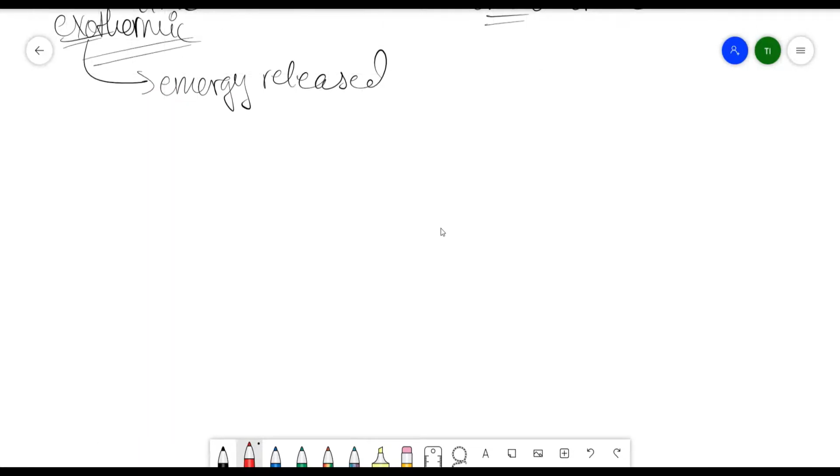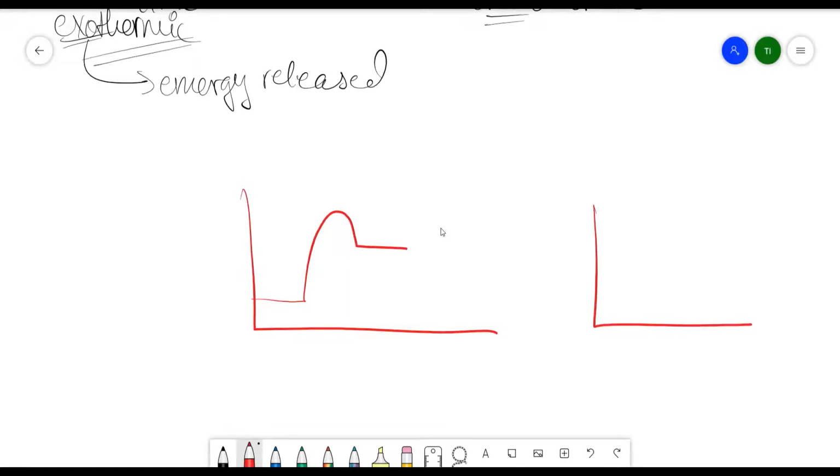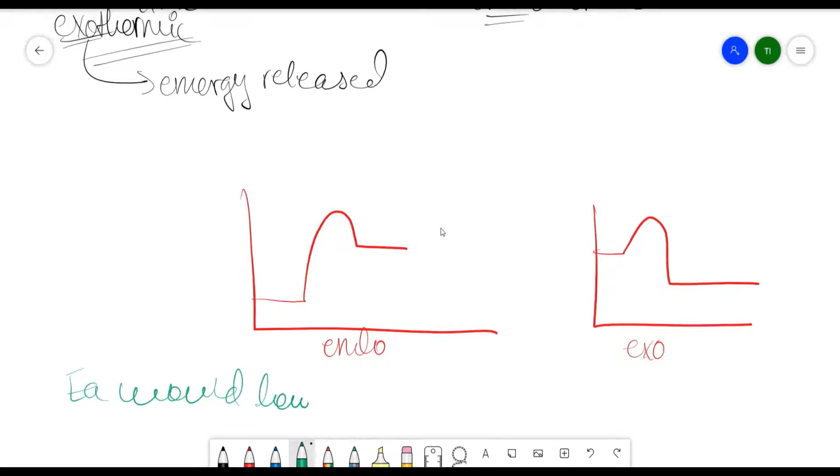So let's say this is a graph, and this is another graph. This is for endo, and this is exo. How would this graph turn out if I were to add a catalyst? Well, if I were to add a catalyst, the activation energy would lower, right? But the enthalpy change would remain the same. So no matter what catalyst you add, the enthalpy change of a particular reaction will be the same. So for this reaction, it'll be something like this.